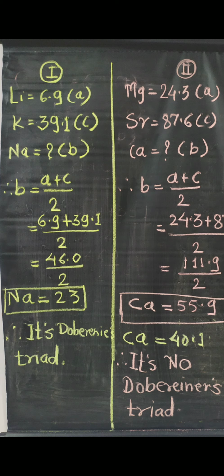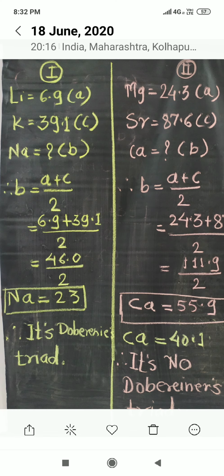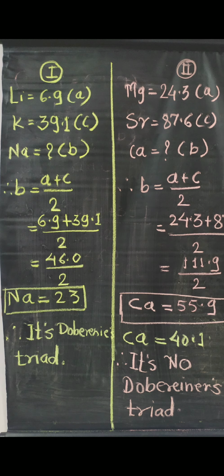So here we can make a formula for this. B is equal to A plus C divided by 2. We can fill in the values of the atomic masses. First, 6.9, that is the atomic mass of lithium, plus 39.1, the atomic mass of potassium. In the next step, 46.0 divided by 2, and we are getting the atomic mass of sodium is equal to 23. So it obeys the Dobereiner law and it is a Dobereiner triad.